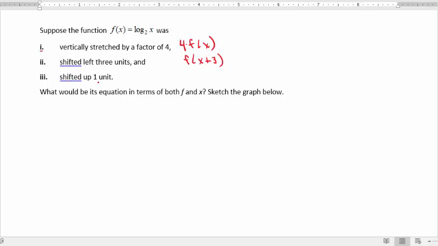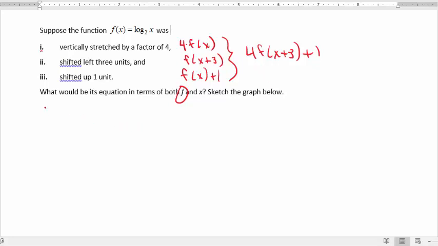And then if we shift it up 1 unit, that would be another outside transformation. So it would be f of x and then just add 1 to it. So we're basically putting these three things all together. And when we write this function in terms of f now, putting 1, 2, and 3 together, we end up with 4f of x plus 3 plus 1. So that's what it is in terms of f.